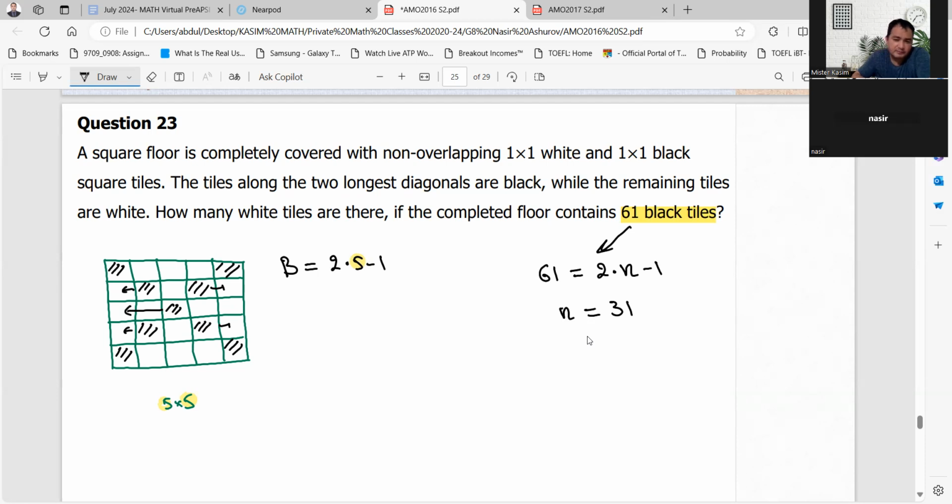It's 900. Because here we need to find the white tiles, right? So it is a 31 by 31 square, so it will be 31 times 31, right? This is the total number of tiles, and we remove the black ones, right? Yeah. So 961 minus 61, the white ones will be equal to 900. That is 900. Okay?